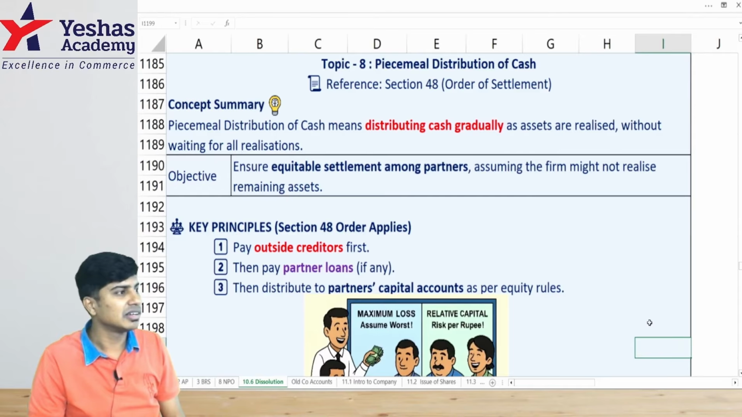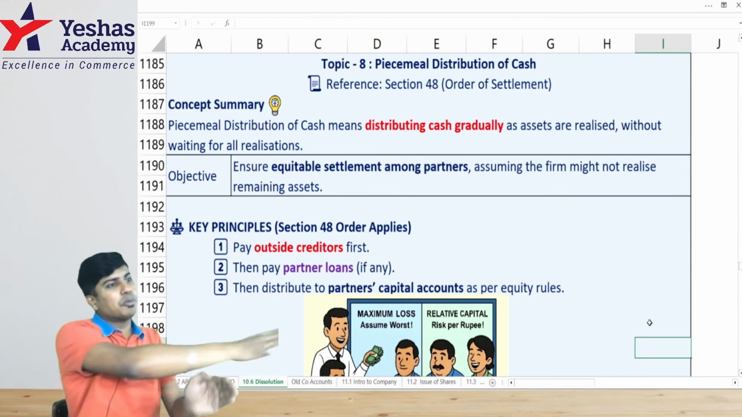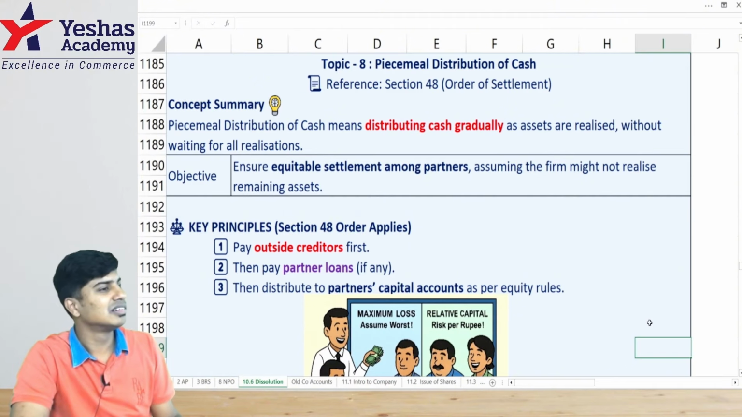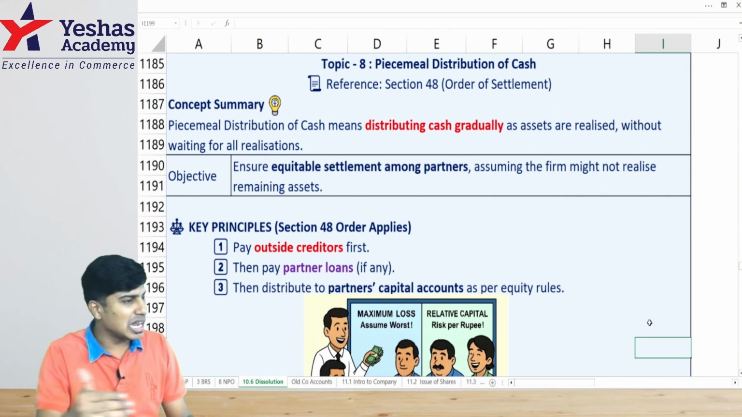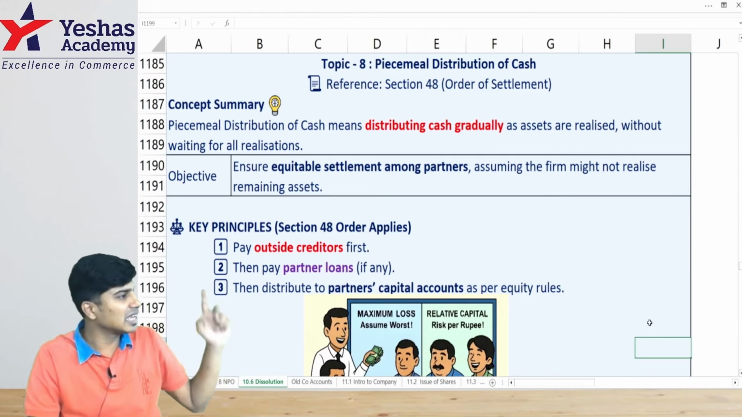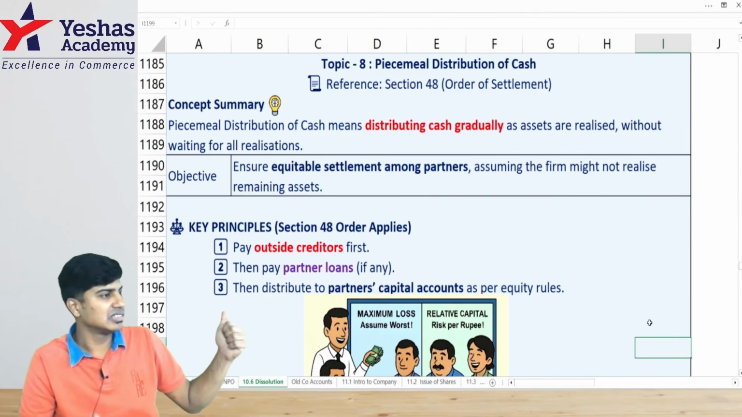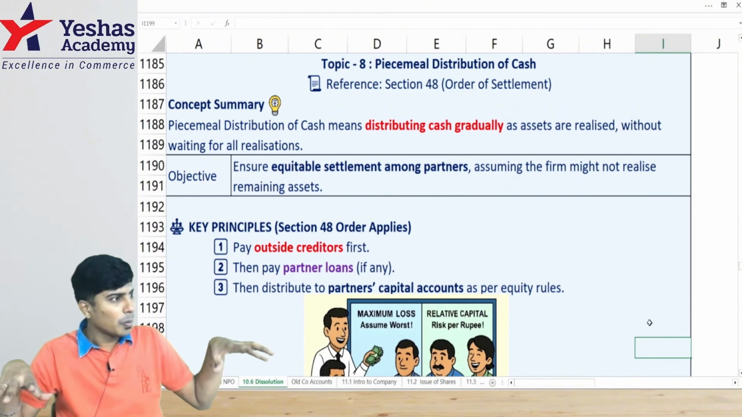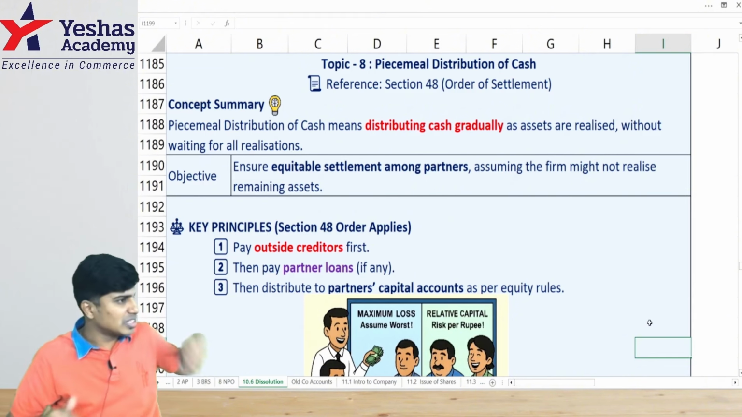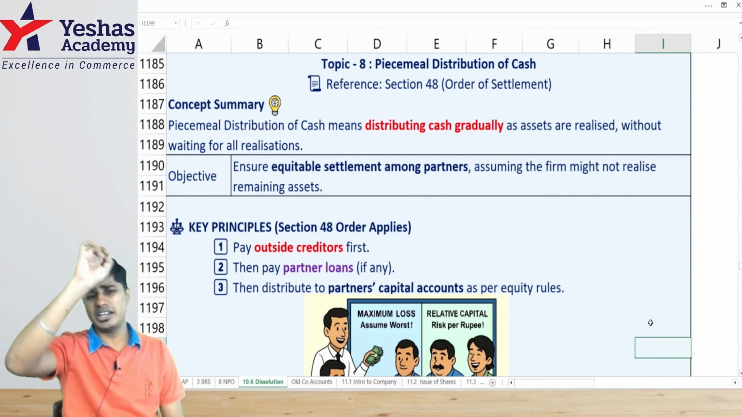In reality, during the process you do piecemeal, at the end of the process you do realization. During the match you see the live match, ball to ball, at the end of the match you see highlights. It's like that. Entire realization, partners' capital account and cash account is like highlights. Piecemeal is like what's happening throughout. Are you getting it? This is again a reference to Section 48, order of settlement.